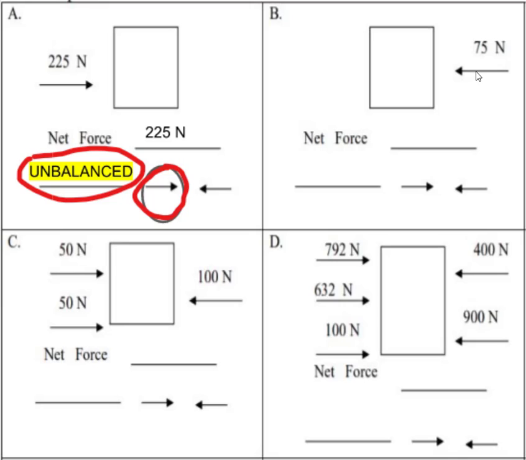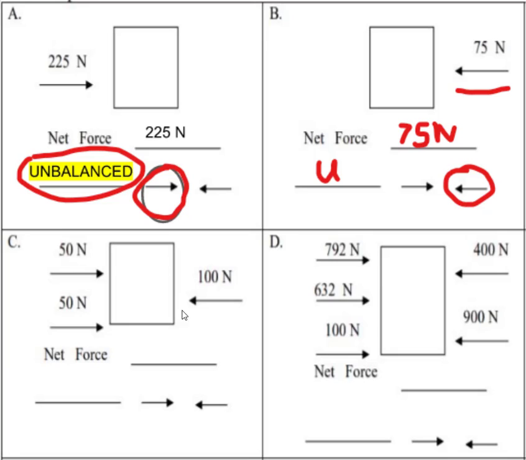Example B is pretty similar, but just the opposite direction in different numbers. So we see that there are 75 newtons to the left and there's nothing opposing it. So I'm just going to put a U for unbalanced here. The net force is 75 newtons, and I can't just put 75 because that could be 75 ham sandwiches, and we're talking about newtons, so you need to put newtons. Which way is this pushing? Hopefully, you're just bright enough to know that it's pushing this to the left.